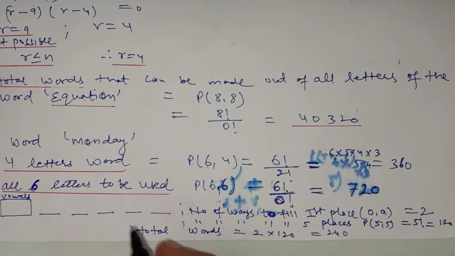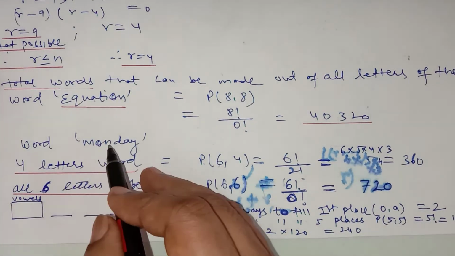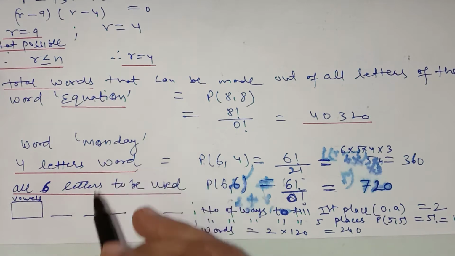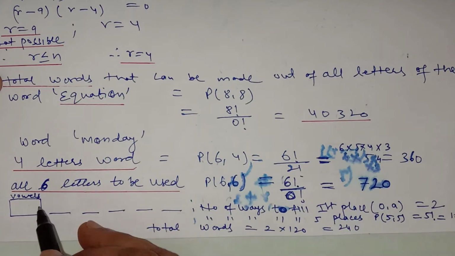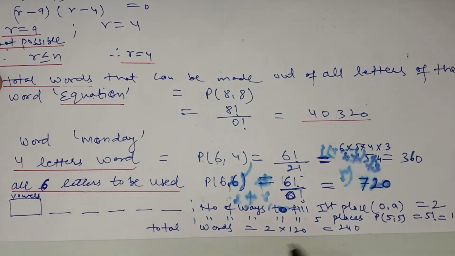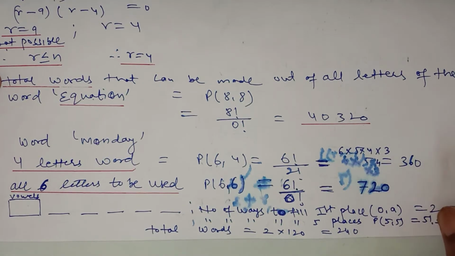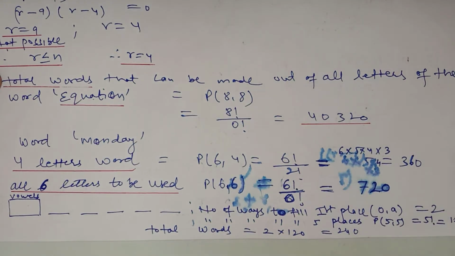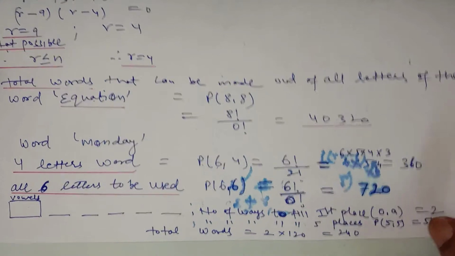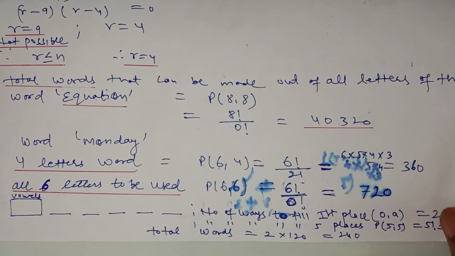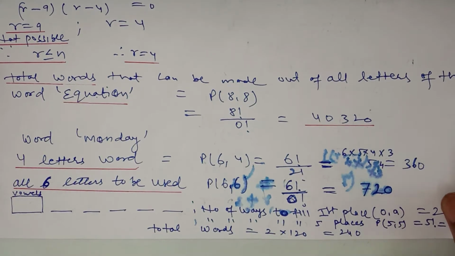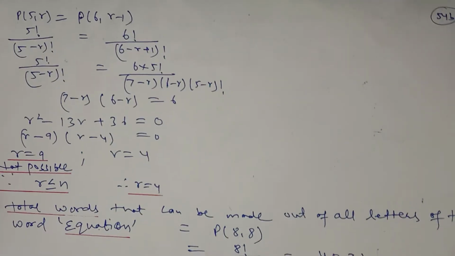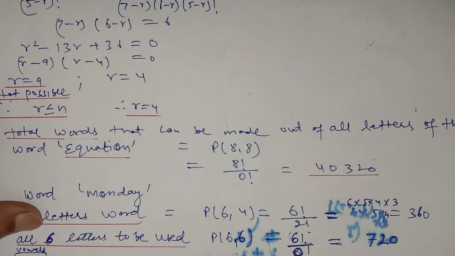So the total number of words starting with a vowel from the alphabets of MONDAY, 6-letter words, will be: the first place we can arrange in only 2 ways, that is O or A, and the remaining 5 can be arranged in permutation of the remaining 5 alphabets, that is permutation of 5 5. So this is the way you can make the words starting with a vowel out of the letters of the word MONDAY. So this is question number 9.